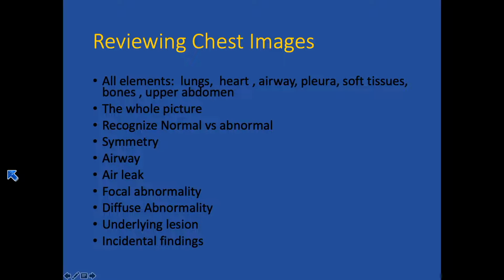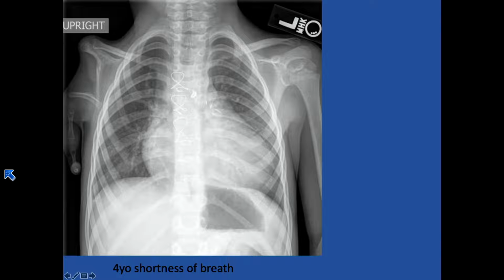And then we'll talk about some more focal abnormality, some diffuse abnormality, an underlying lesion with a secondary abnormality, and then some incidental findings. So when we're talking about the whole picture, this is a 4-year-old with shortness of breath. And you can see that there's sternotomy wires and some cardiomegaly, but the lungs look pretty good. And yes, next case. But, oh, wait a minute.